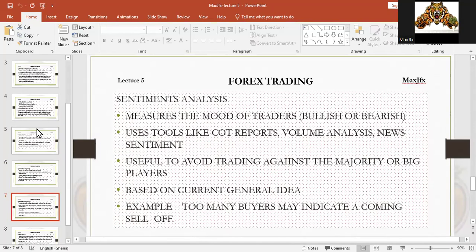So yes, it uses tools like the COT report. The COT report tells us the positions of these major players in the market, the positions of the commercials and non-commercials in the forex market, as well as the reportables, that's the retailers in the market. And also it uses volume analysis and also news sentiment.